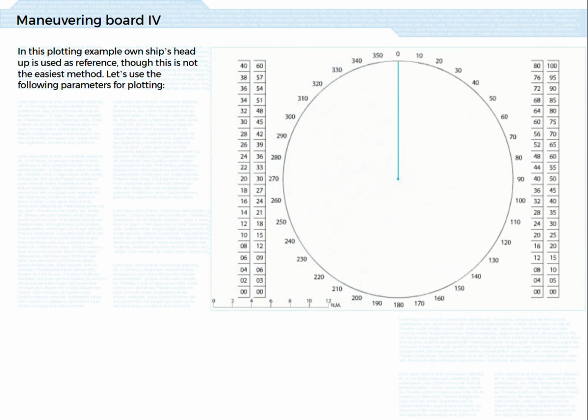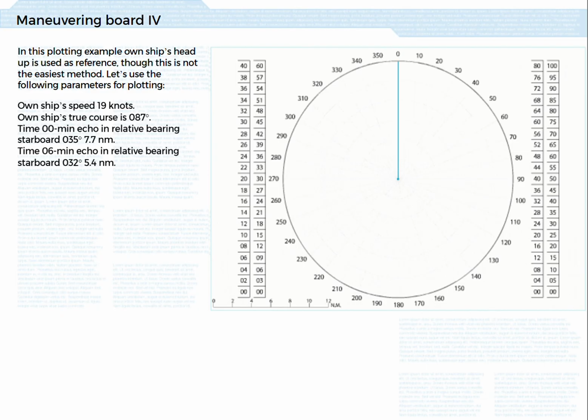In this plotting example, own ship's head-up is used as reference, though this is not the easiest method. Let's use the following parameters for plotting. Own ship speed is 19 knots. Own ship's true course is 087 degrees. Time 0 minutes, echo in relative bearing starboard 035 degrees, range 7.7 nautical miles. Time 06 minutes, echo in relative bearing starboard 032 degrees, range 5.4 nautical miles.